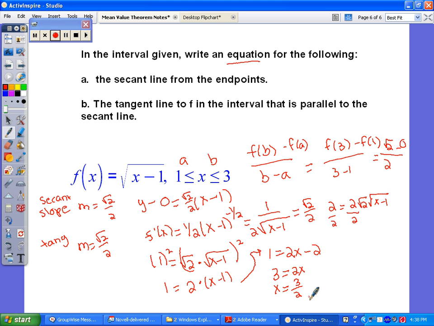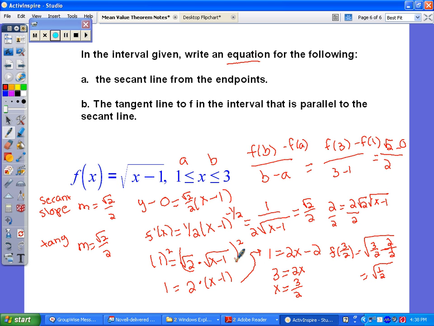So that's the x coordinate on my point. I need to find the y coordinate. So to do that, I plug 3/2 into my original to find the y coordinate. So f of 3/2 is the square root of 3/2 minus 1. 3/2 minus 1, so this would be 2 over 2, which is the square root of 1/2. And then you can leave it like that because, again, in calculus we don't have to simplify.